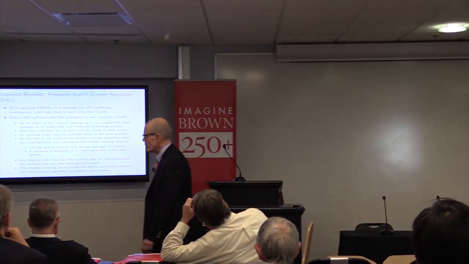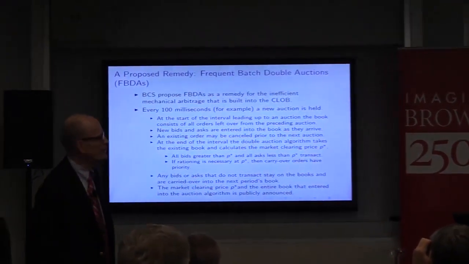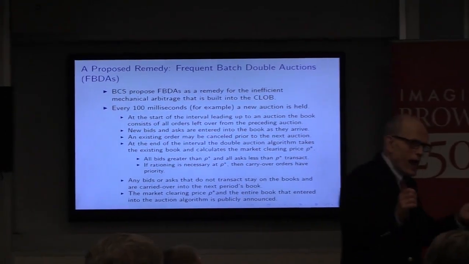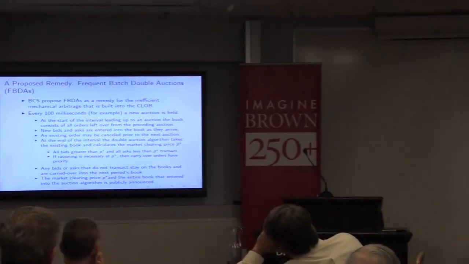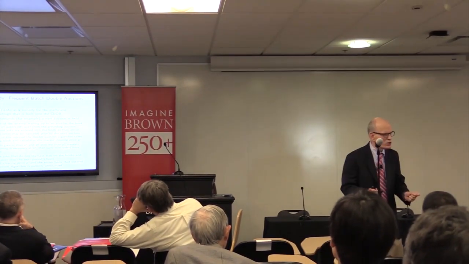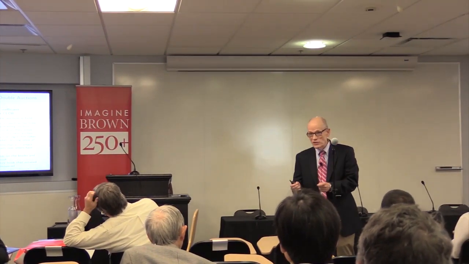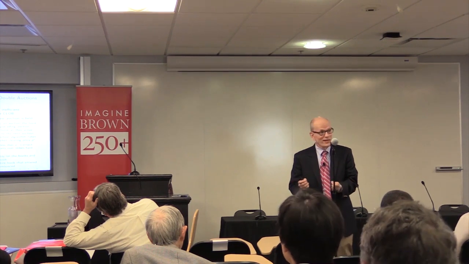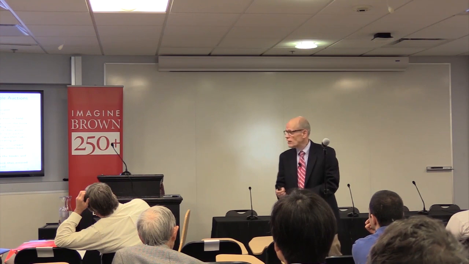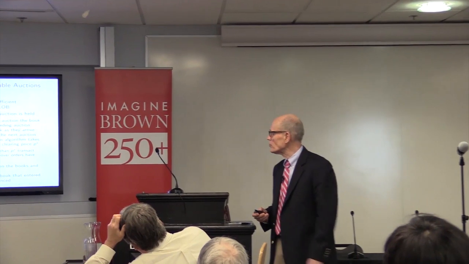Now, here's a proposed remedy that Budish, Cramton, and Shim made. Get rid of continuous trading. Every 100 milliseconds, have a double auction. Remember, the double auction has fabulous properties of convergence. And moreover, if the market's reasonably thick, you don't even misrepresent. It gets you to tell the truth as a practical matter. And you're going to have a new double auction every 100 milliseconds.